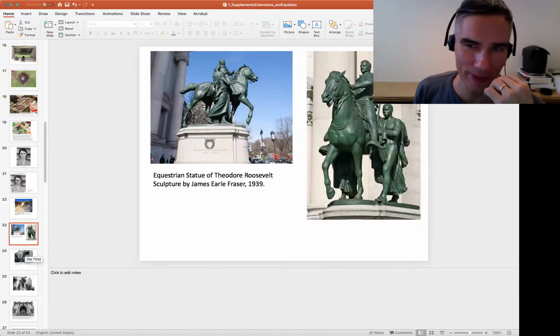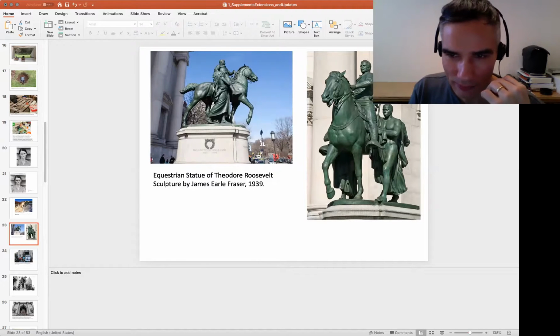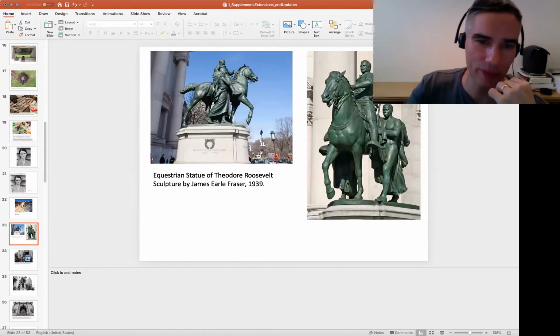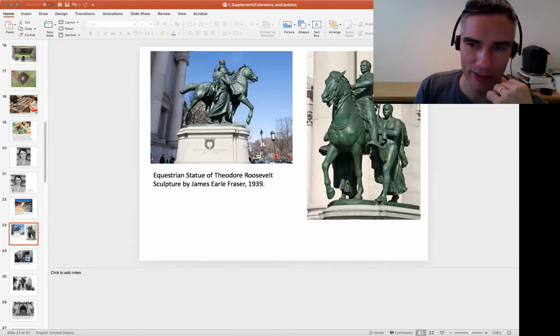It depicts Theodore Roosevelt on a horse, and then an indigenous person, basically a servant, at his side. And there's a whole history of white settler colonialism around it that's problematic, and that's why the desire is to reconsider a new monument that is a more objective depiction of what actually happened in the United States in the early 20th century.